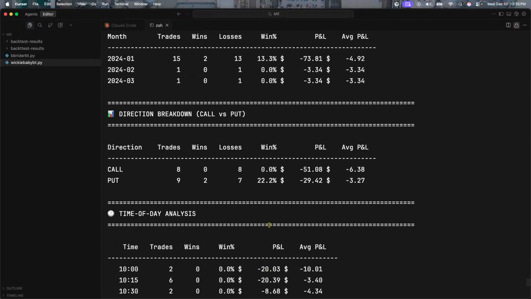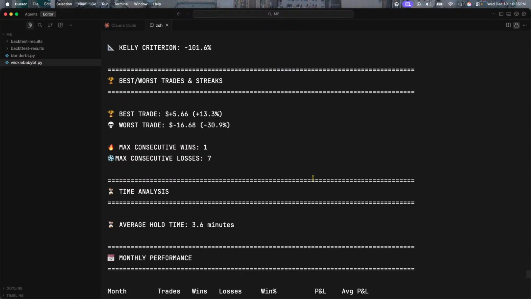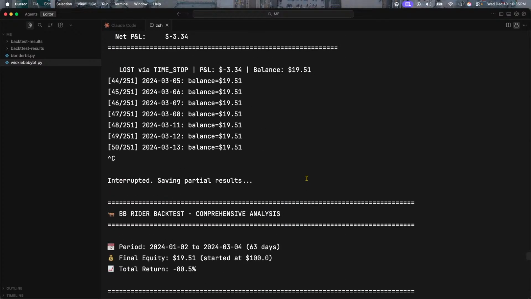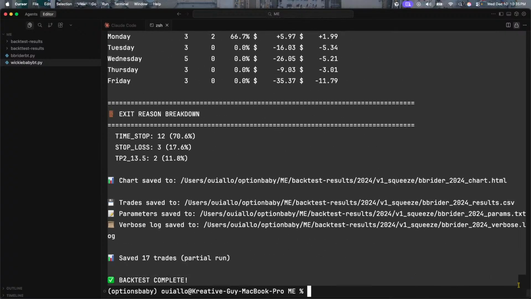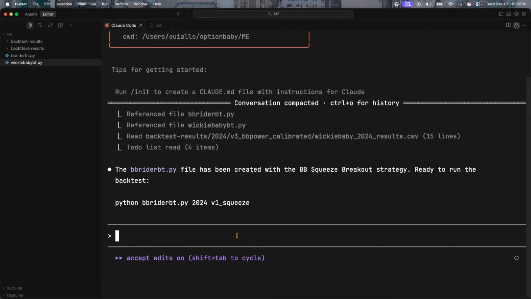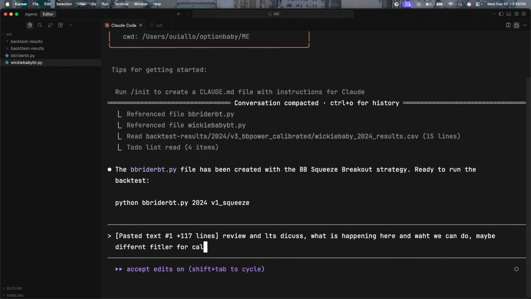So let's take a look at what's working. Calls are not working at all. Puts are working. So why aren't calls working, right? Why don't they have conviction? Let's go ahead and copy. And let's find out why calls do not have conviction and what we're missing here for this particular strat. All right, I did it. I ran it. Review, and let's discuss what is happening here and what we can do. Maybe different filters for calls versus puts. What is the data telling us so far?